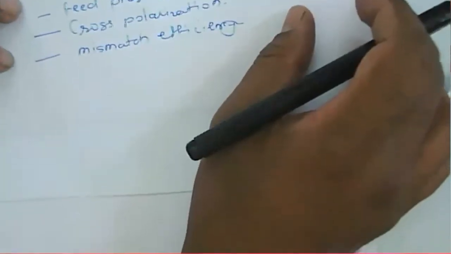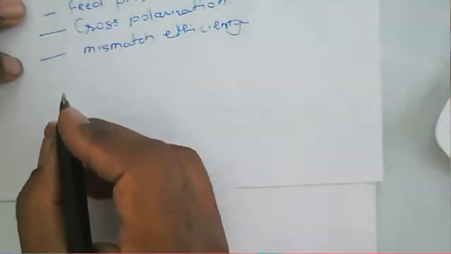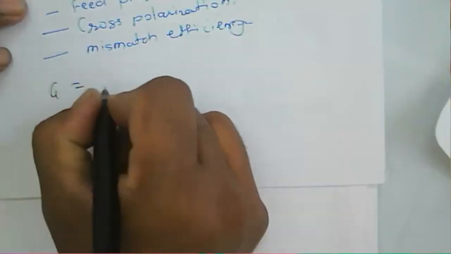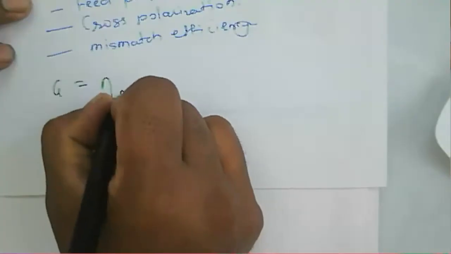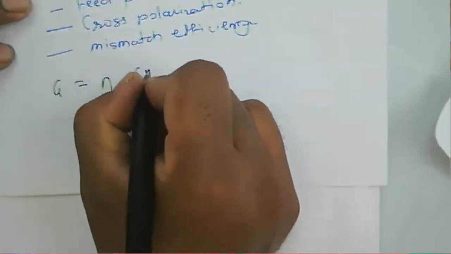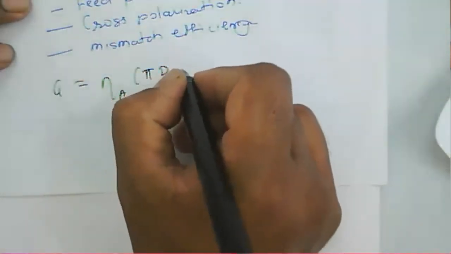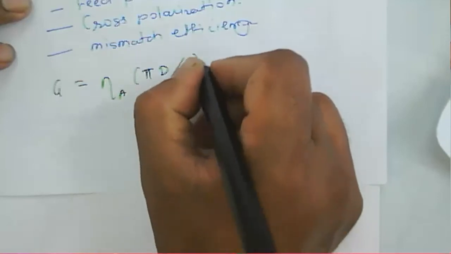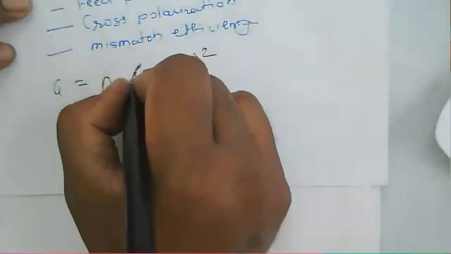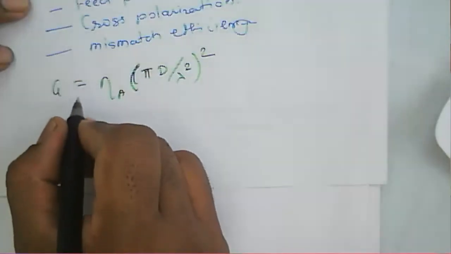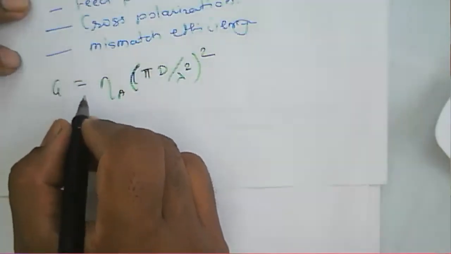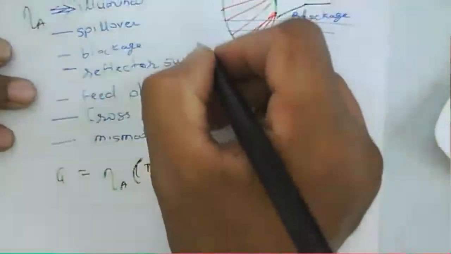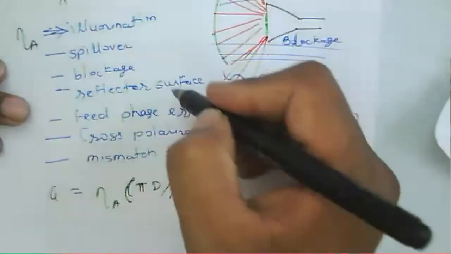But if we write the gain of that antenna in terms of the diameter here, in that case the gain will be equal to the aperture efficiency times (pi d) squared over lambda, where d is the diameter of the dish, a circular shape here, and that gives us the gain of the antenna. Now these are all the efficiency factors.